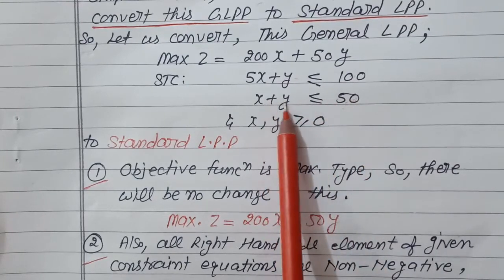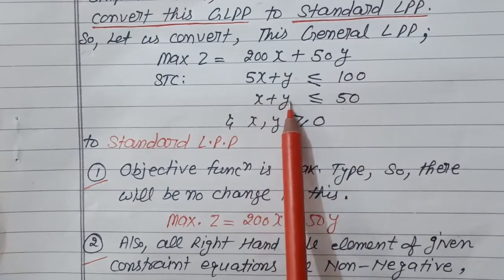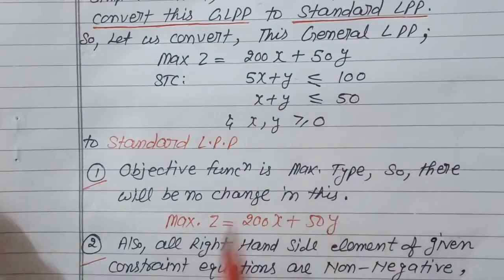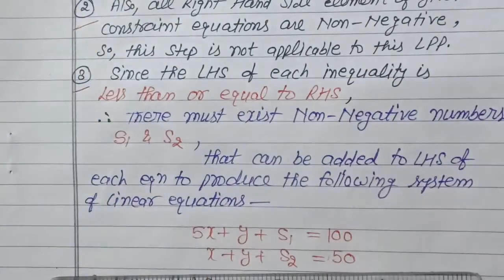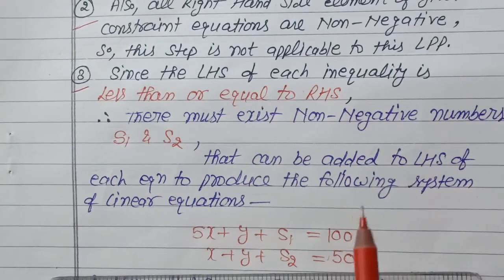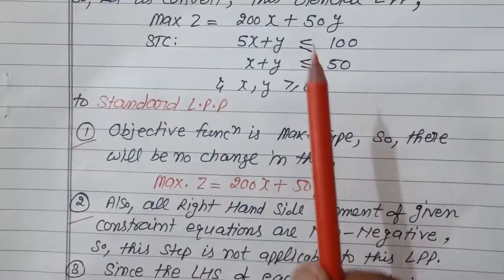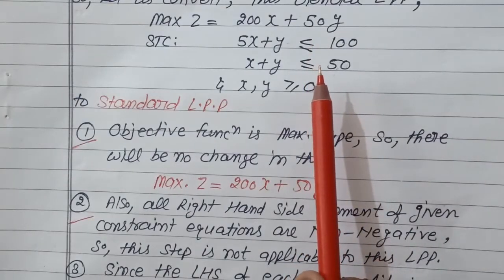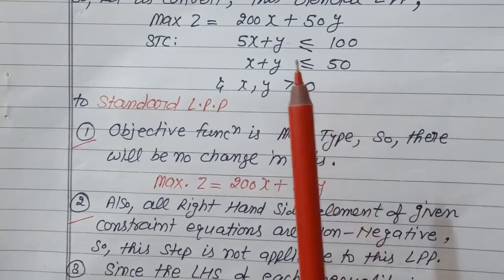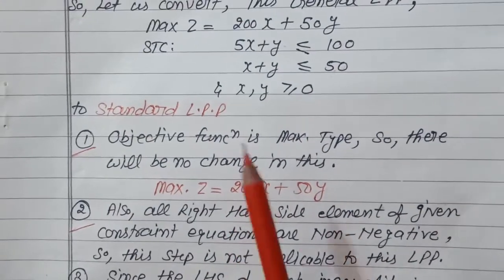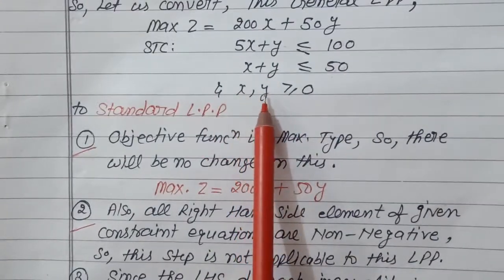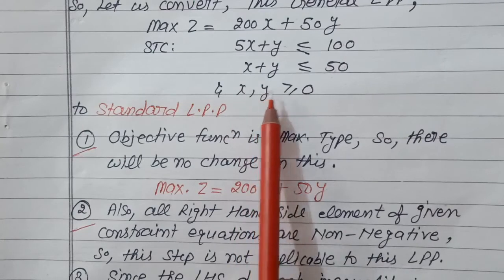So if we add another variable, s2, to this equation, the equation will now become x plus y plus s2 equal to 50. Now, as we have converted the two inequality equations to equality equations, we have to move to the fourth condition, that is, we have to check whether the given variables, x and y, are non-negative or not.